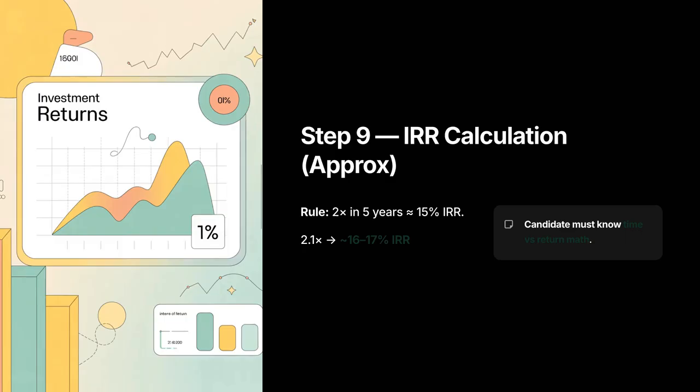You can estimate IRR quickly using a rule of thumb. A 2 times return in 5 years equals about 15% IRR. At 2.1 times, the IRR rises to roughly 16 to 17%. Interviewers care more about logic than perfect precision.